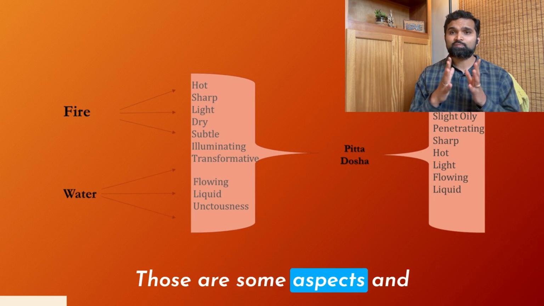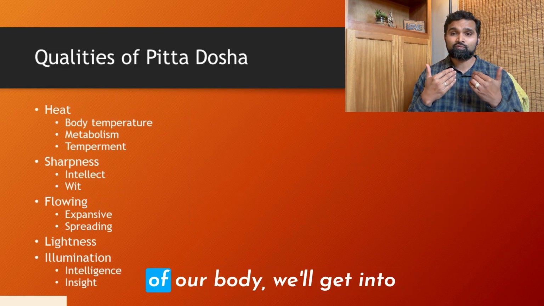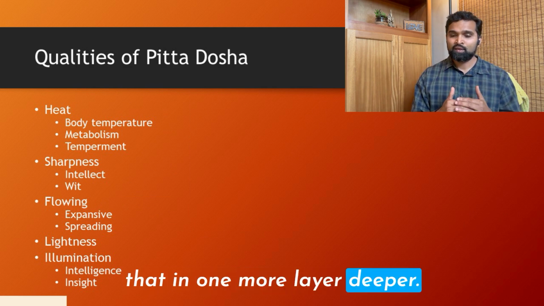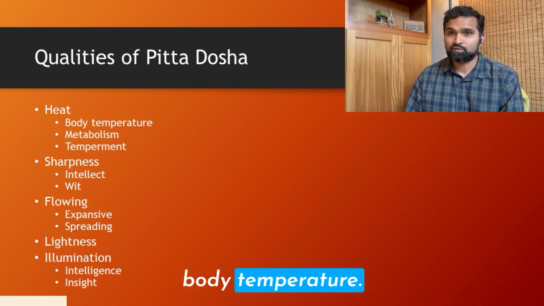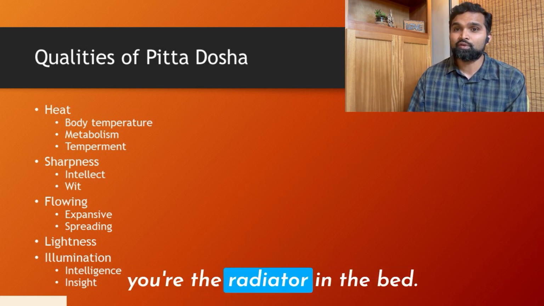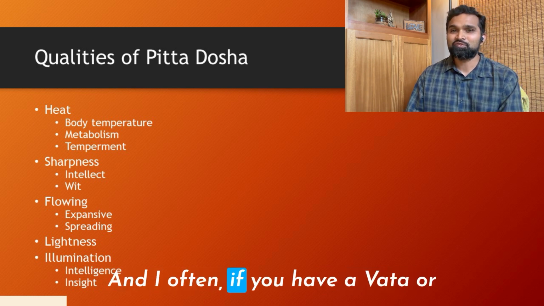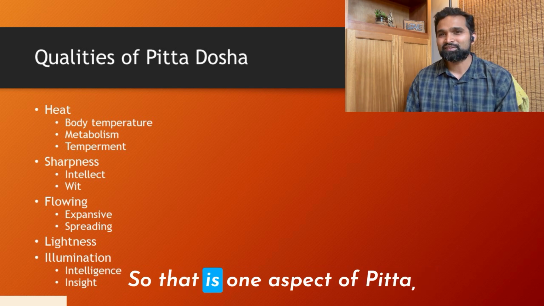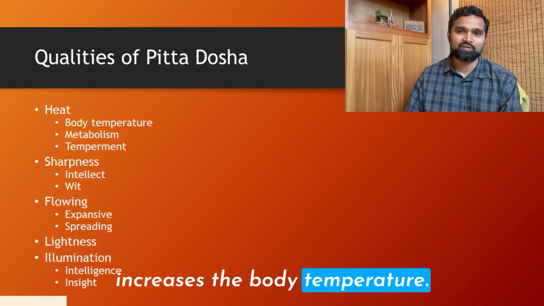Those are some aspects that you can observe. Now, what it means in terms of our body, we'll get into one more layer deeper. Heat shows up as body temperature. People tend to be pretty hot. If you have a partner, they say you're the radiator or the heater in the bed. Often a Vata or Kapha partner wants to cuddle with you because you're so warm. So that is one aspect of Pitta, the heat, which increases the body temperature.